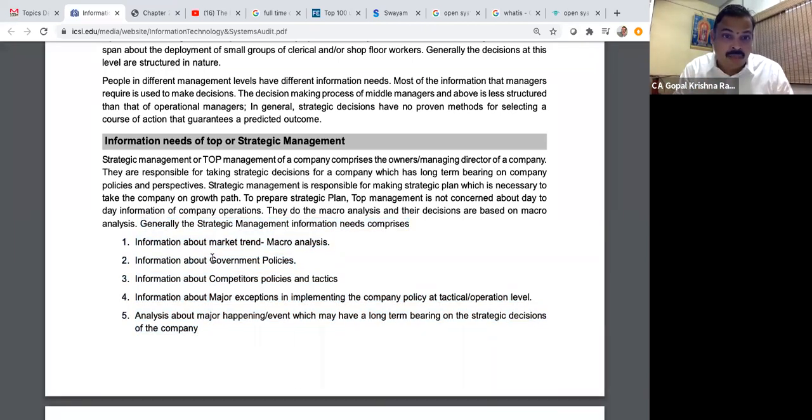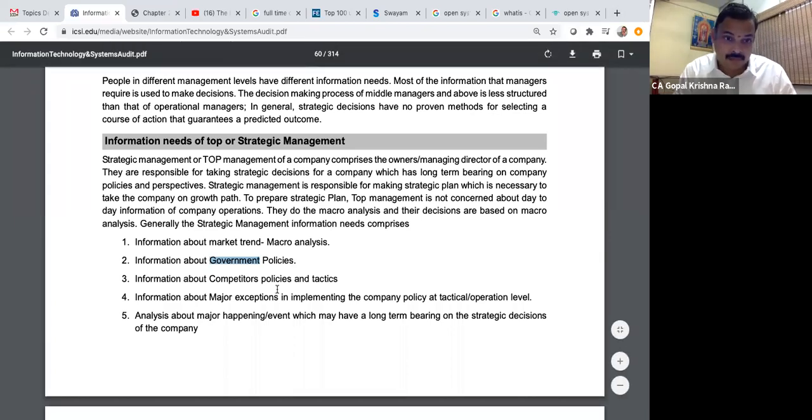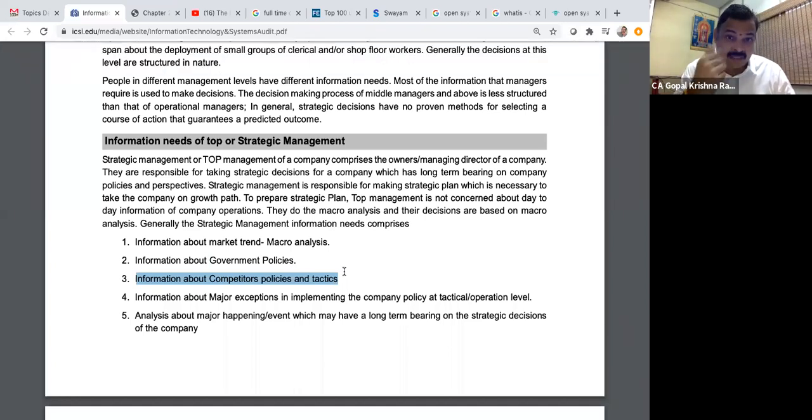So information about government policy. It is not the government policy printout you will give. He himself can Google it and take a printout. You have to interpret. That is what is called information. Information about competitor policy and tactics. The news will come, some press release they would have given. You have to collate it and give, so they can take counter strategies. Information about major exceptions and implementation. Analysis about major happening events.